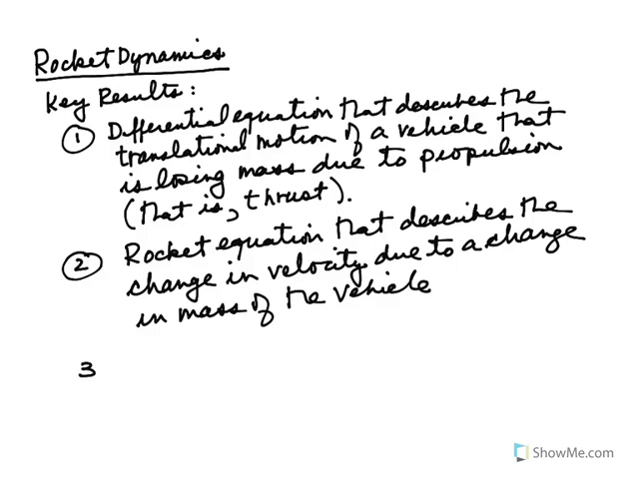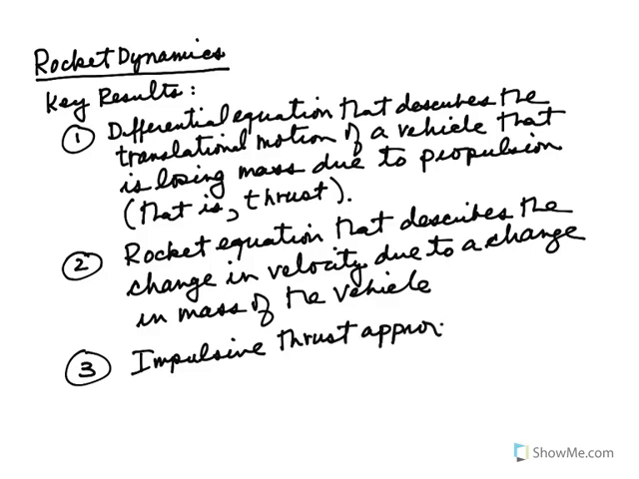And the third result is what's called the impulsive thrust approximation, where, given that the thrust is considered to be sufficiently large, we can describe that change in velocity as occurring instantaneously. We'll get into all of these different aspects in this lecture. So the first part of this is to describe the motion of the rocket.